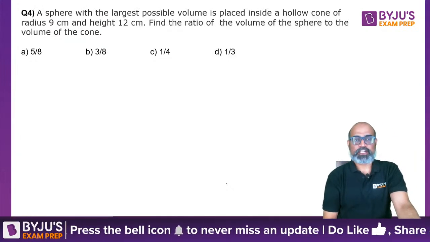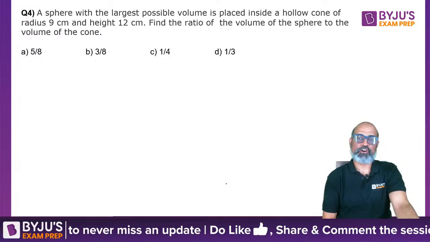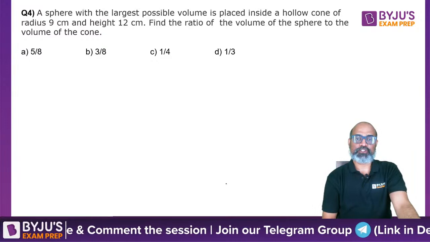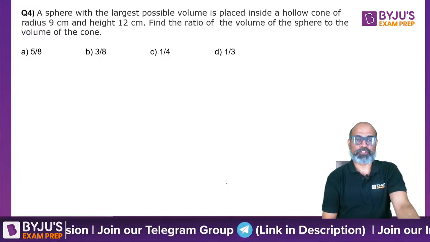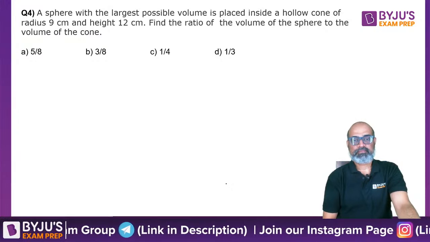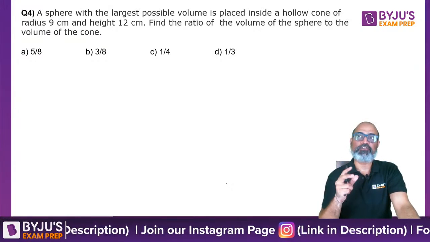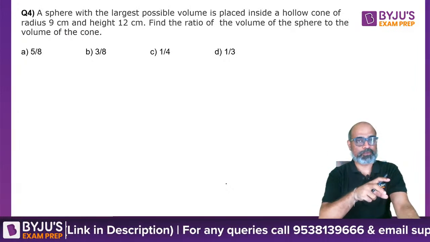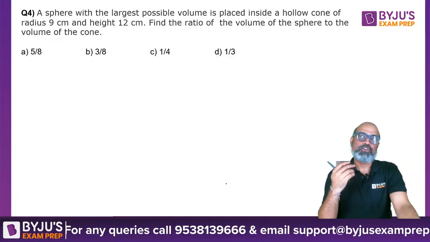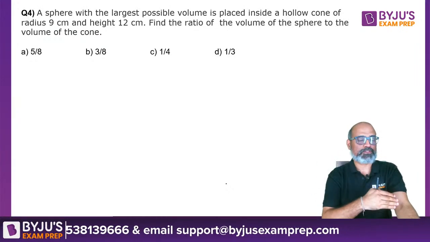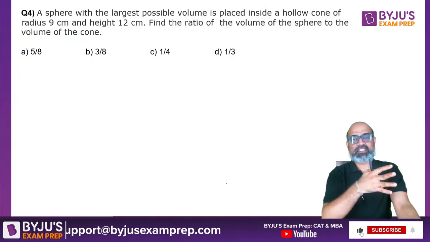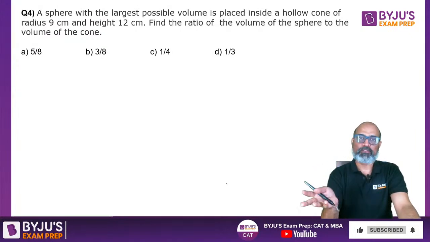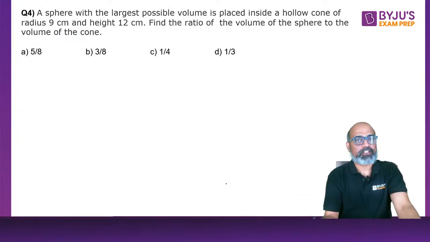Next, a sphere with the largest possible volume is placed inside a hollow cone of radius 9 cm and height 12 cm. Find the ratio of the volume of this sphere to the volume of the cone. Such kind of questions where you have a sphere inside a cube, a cube inside a sphere, a cone inside a cube, a cube inside a cone, a cone inside a sphere, a sphere inside a cone. These three figures, cone, sphere and cube, you can take any pair and keep them one inside the other. You have got 6 different questions, right?